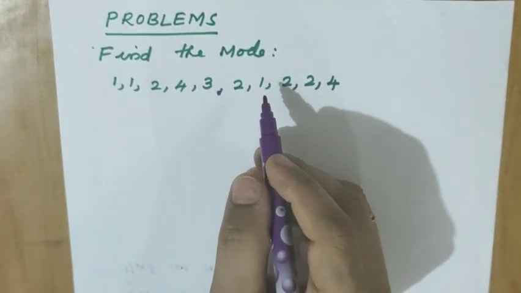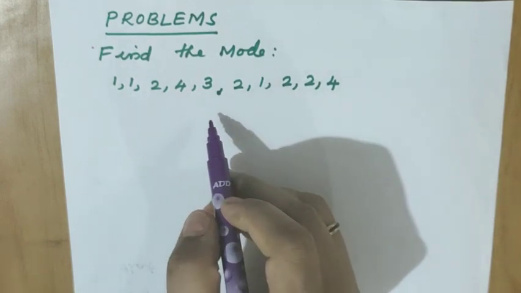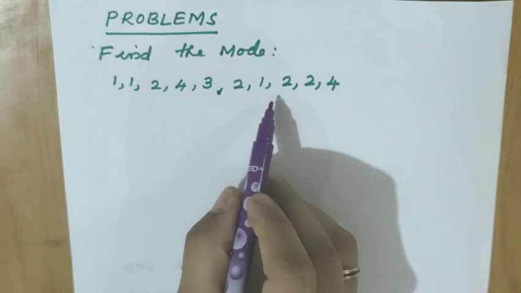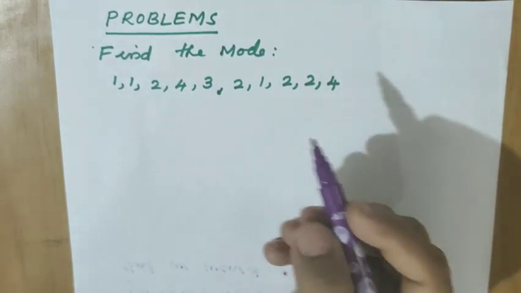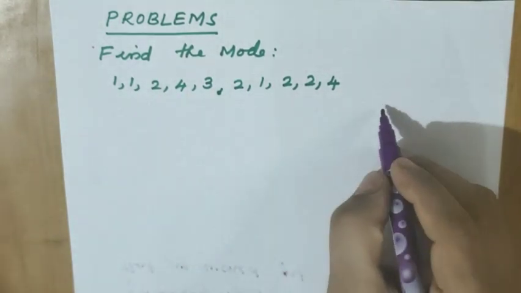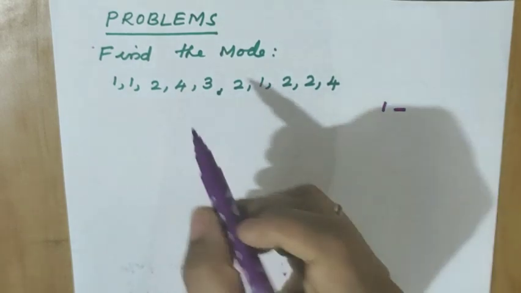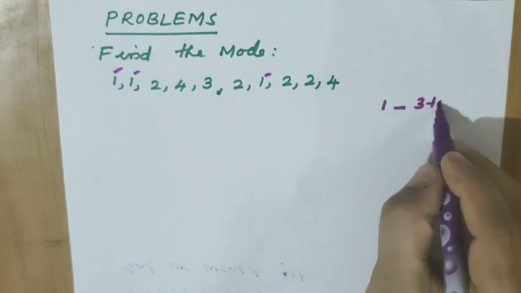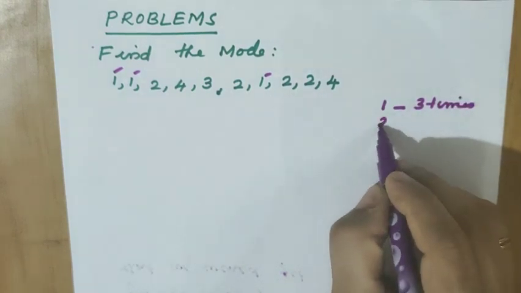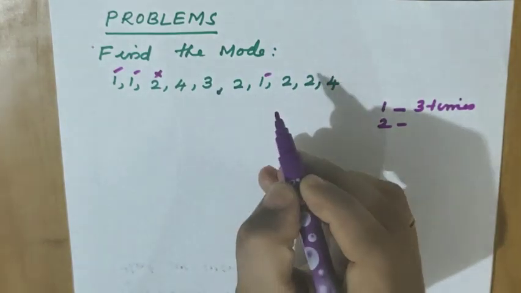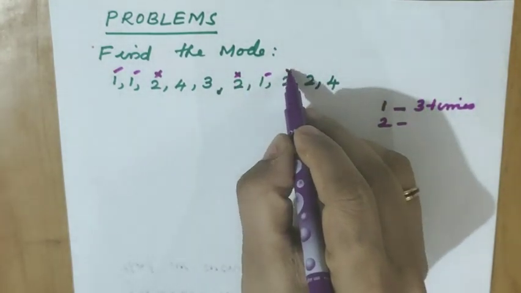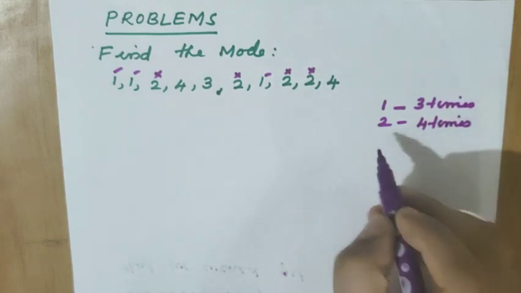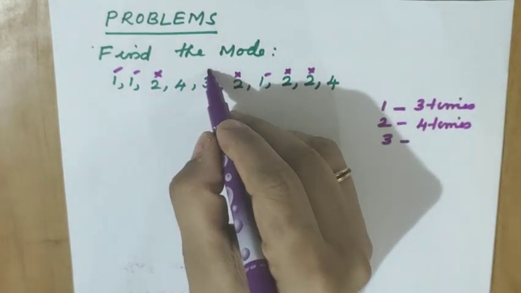Find the mode. As per the definition, you know that a mode is the most repeated score. The question is 1 1 2 4 3 2 1 2 2 4. Now how to find the mode? See that number 1 is repeated how many times? 1 2 3. So I'll write here 3 times. Next number is 2. How many times? 1 2 3 4. So I'll write here 4 times. Next number is 3. That is only 1 time.